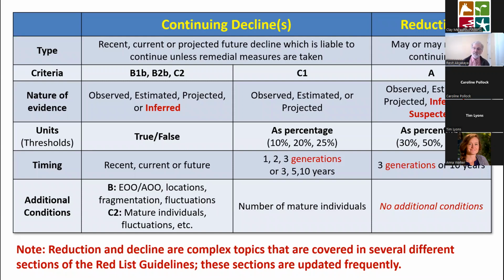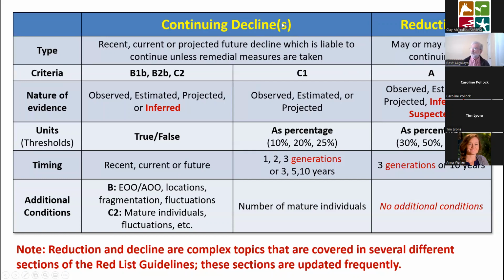Now, reduction and decline are complex topics, and they are really important for identifying threatened species. And these are covered in several different sections of the Red List guidelines. And these sections are updated quite frequently. So I strongly recommend that you consult those sections. I think sometimes these are not applied as much as they could be applied. So some people think that criterion A, for instance, could be applied more frequently. See if the data that you have can support reduction or decline criteria.